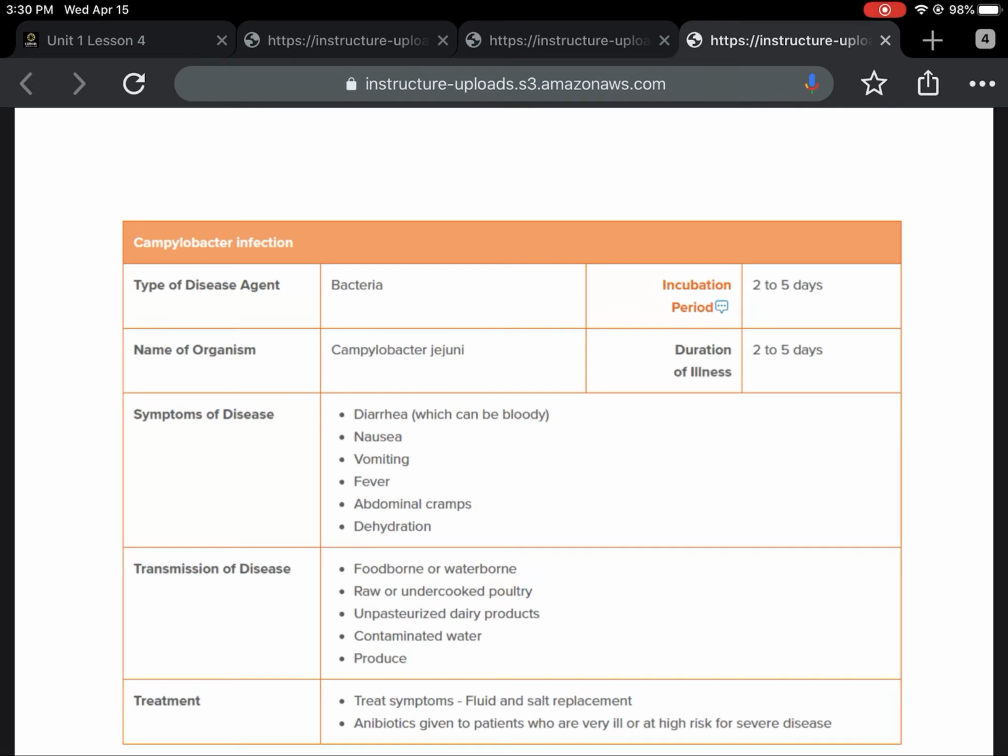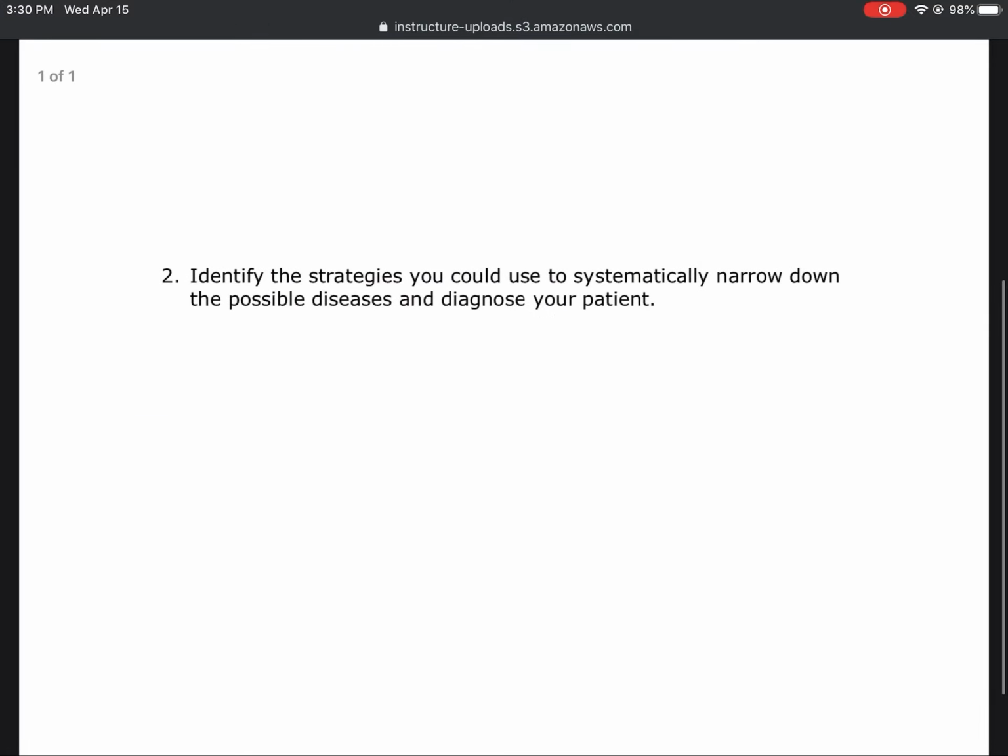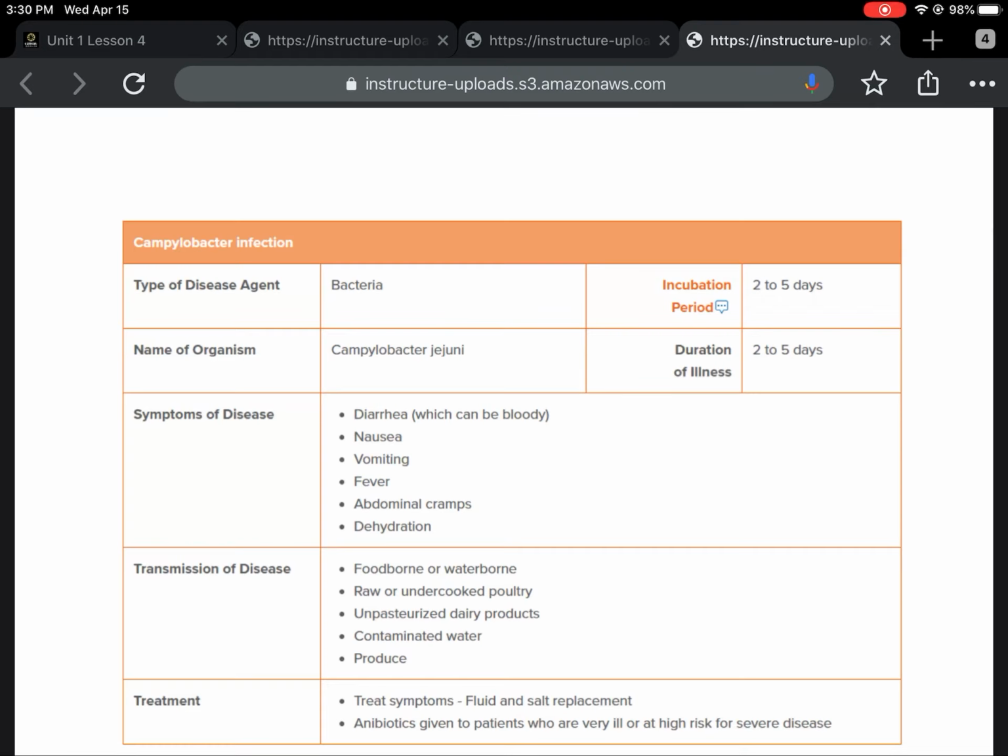But when we go back to this page, the second question says, identify the strategies you could use to systematically narrow down the possible diseases. I don't want you just to go through the process, which is fine. You are going to go through it, but I want you to document it. I want you to realize what you're doing.